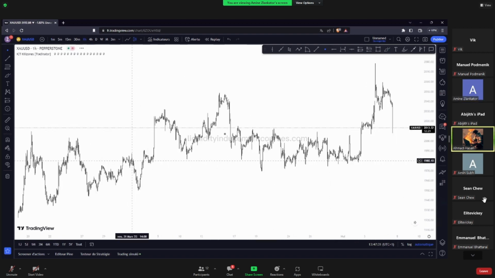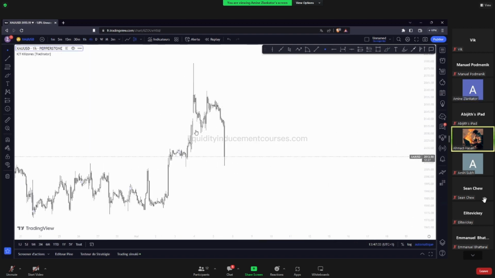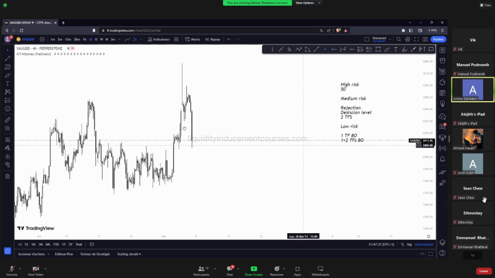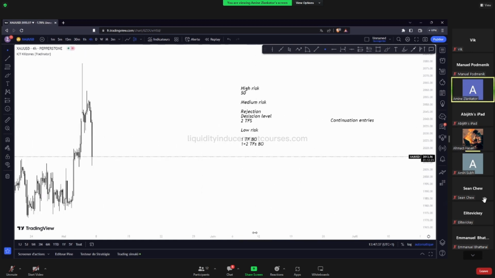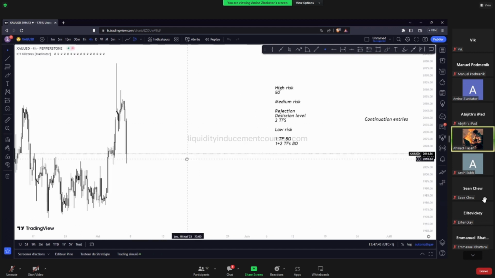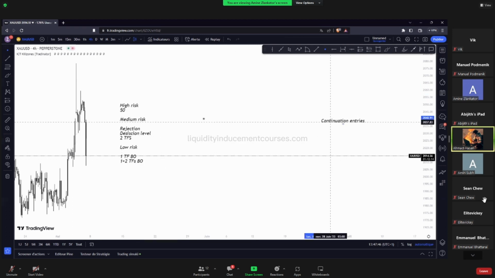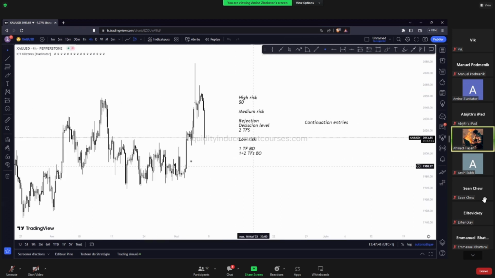We can get some entry every day, right? Like that. What do you say? I mean, for the higher time frame we need to wait, but for the lower time frame we can get an entry every day.